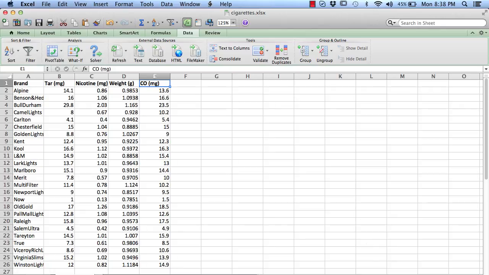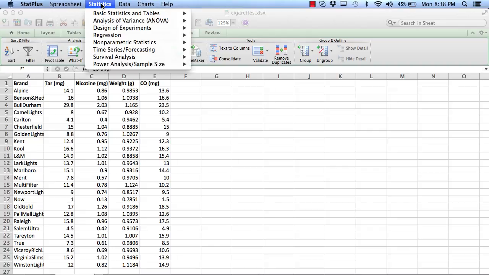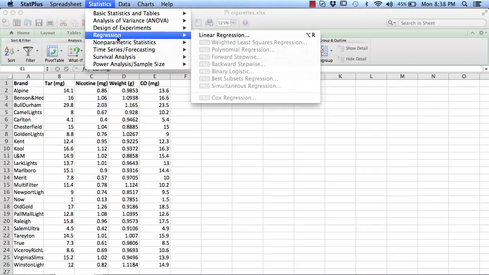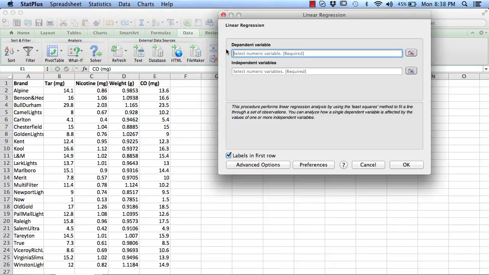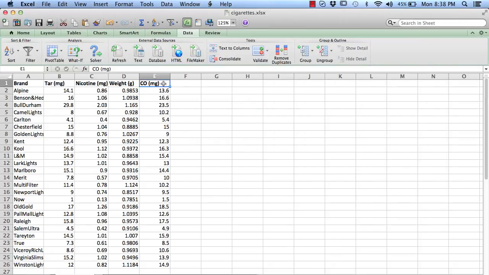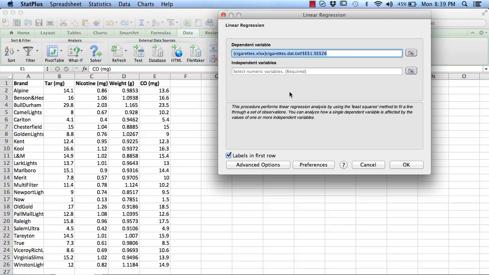Okay, so I click on Stat Plus in my applications bar, and it brings up my menus. I go to Statistics and Regression, Linear Regression, and first thing it asks for is the dependent variable. So I'm going to click on this box right here, and then highlight the CO data, and I highlight everything including the labels. Then I click back in the applications bar on the Stat Plus icon to pull this window back up. And so it has E1 through E26, which is in fact what I selected.